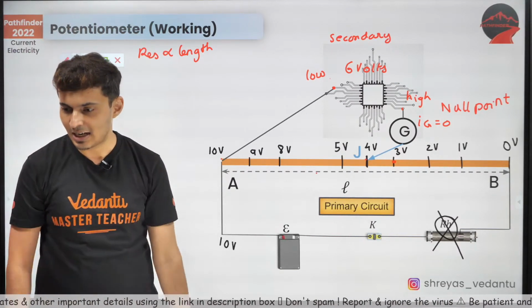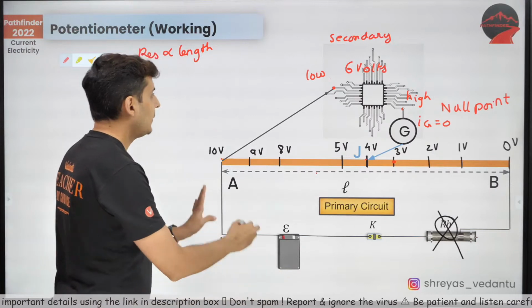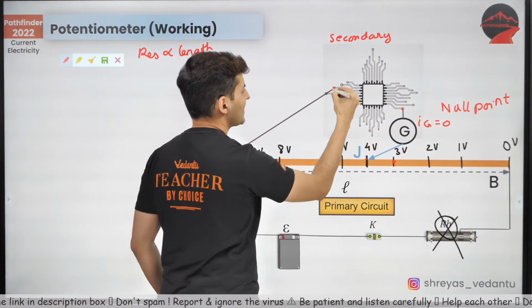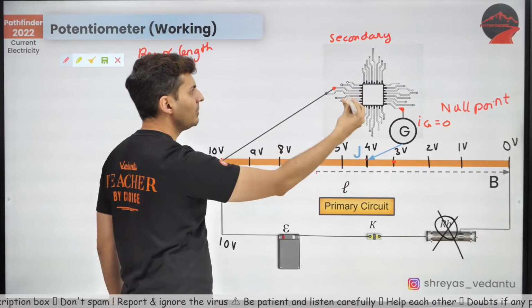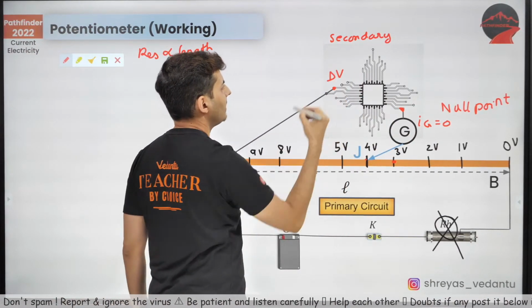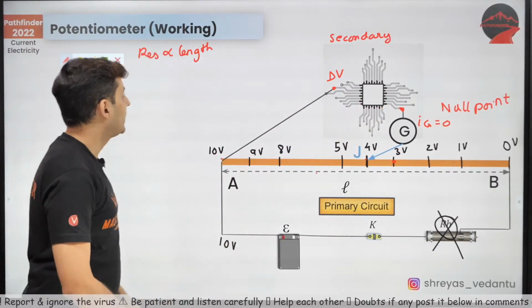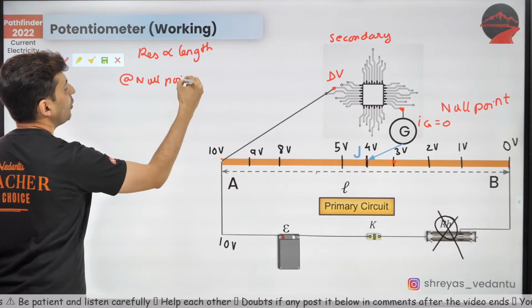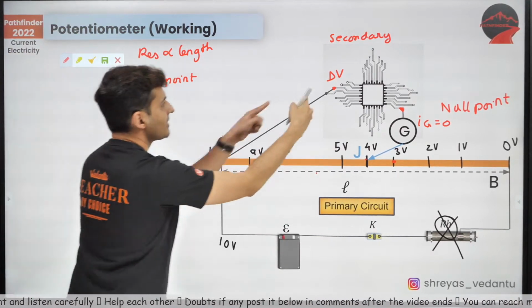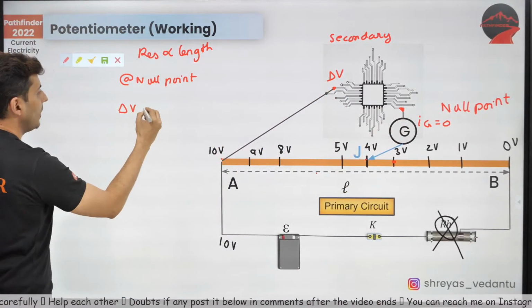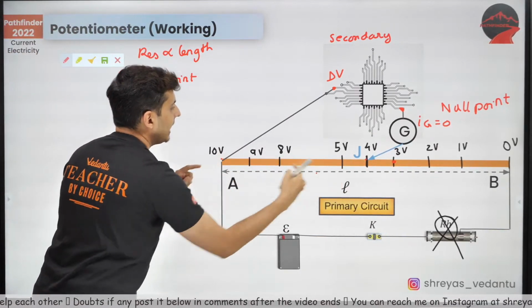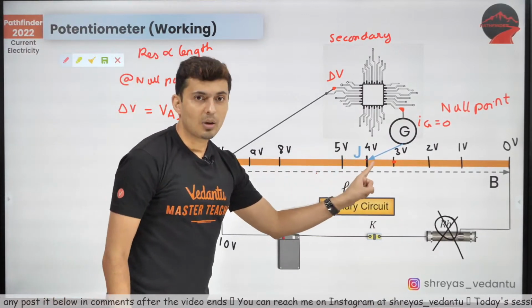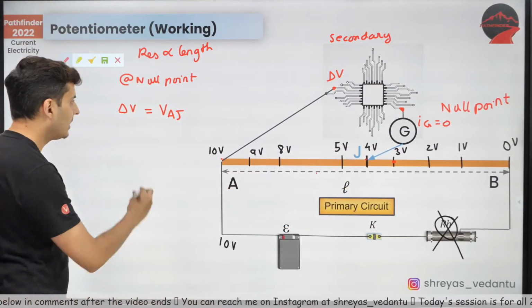Everyone clear? Jai, Ajinkya, I hope this makes sense. Now, understand, a circuit which has a certain voltage difference, maybe it could be anything, let's say V or delta V. Whenever a null point is obtained, at the null point what will happen? The voltage difference between these 2 points is also the voltage difference between A and J. Keep this in mind. Now once you get this, it's becoming very, very simple.